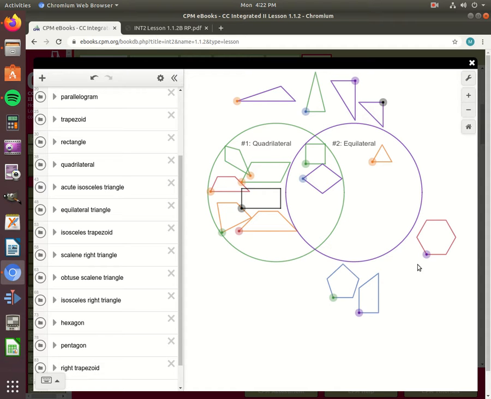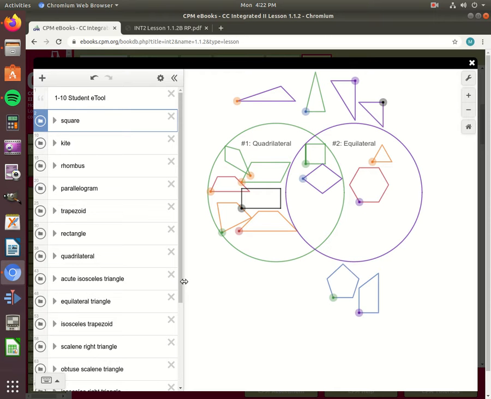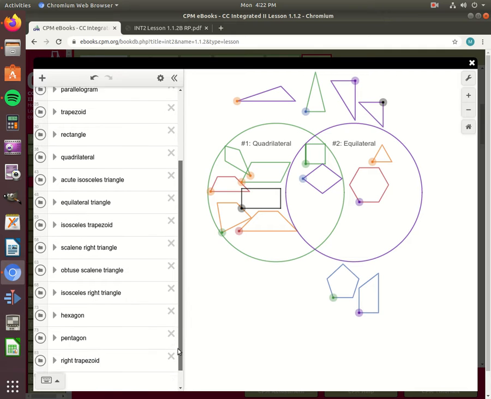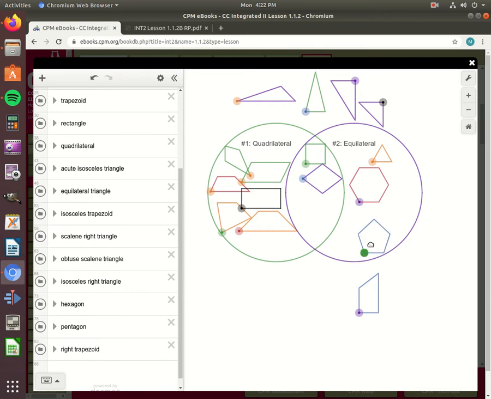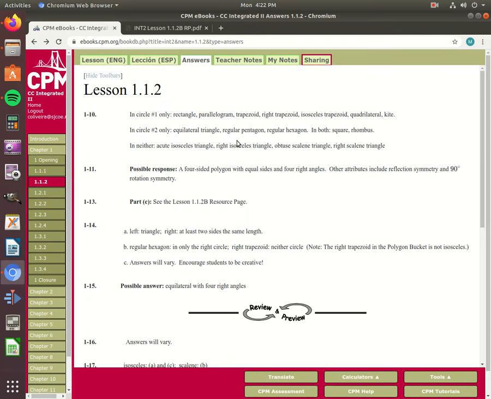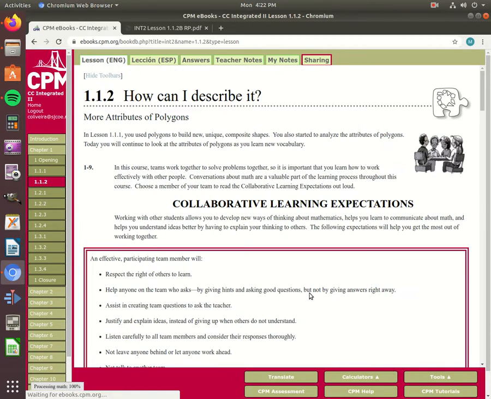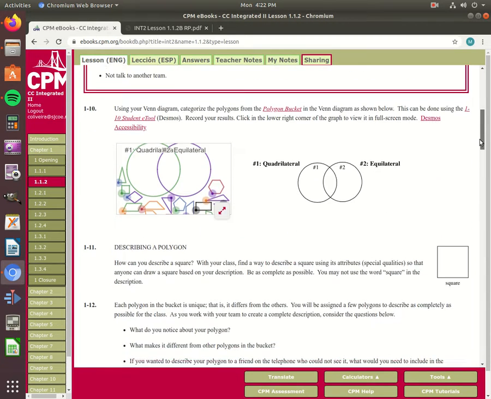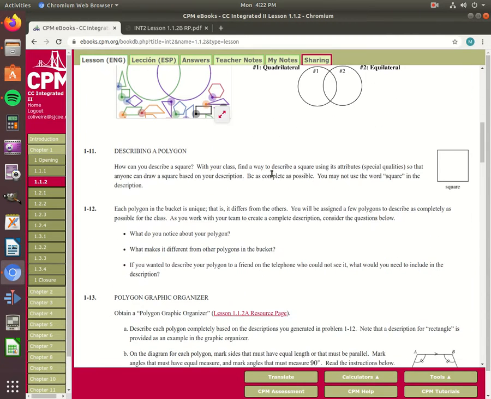A hexagon, it is equilateral. They're all the same, but it is not a quadrilateral. A pentagon, they're all the same, but again, it is not a quadrilateral. And a right trapezoid is a quadrilateral, but they're not all the same. So that's how we would go ahead and break that Venn diagram up. So hopefully you recall that from lesson 111. Now, as we continue on in lesson 112, it says describing a polygon.